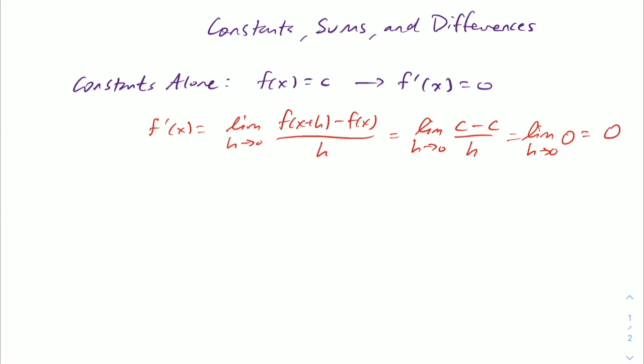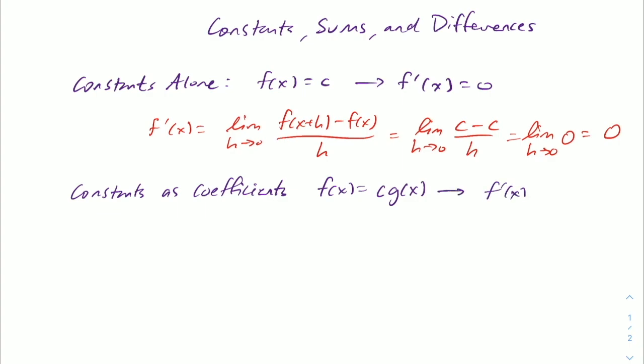Another way constants can show up is as coefficients. Say we have a function which is c times some other function. The derivative is going to be c times the derivative of that other function. Again, let's show why this is true.